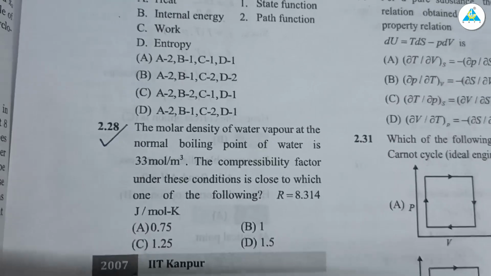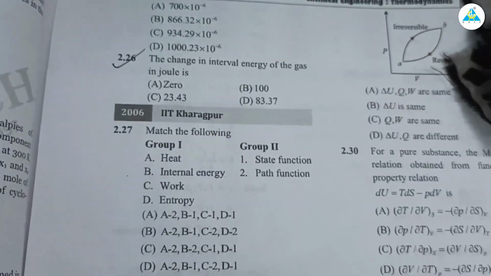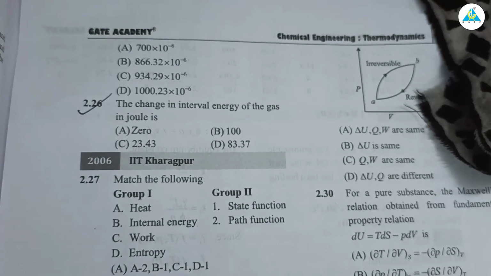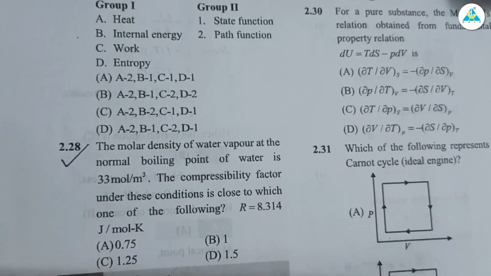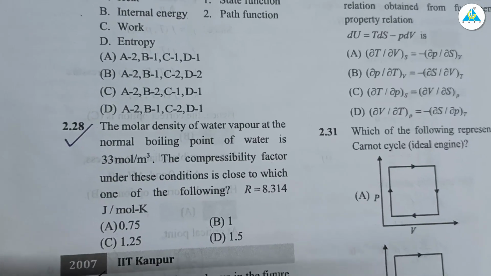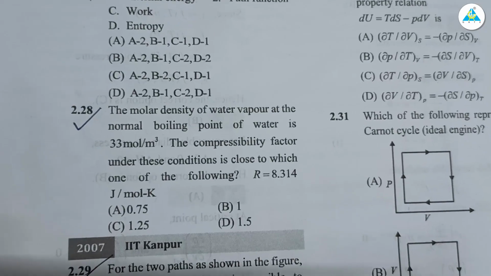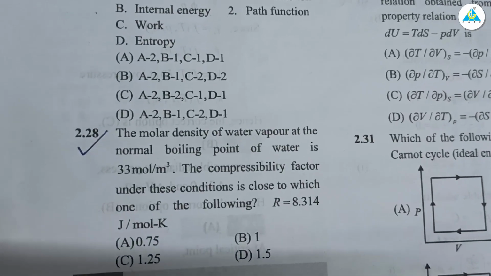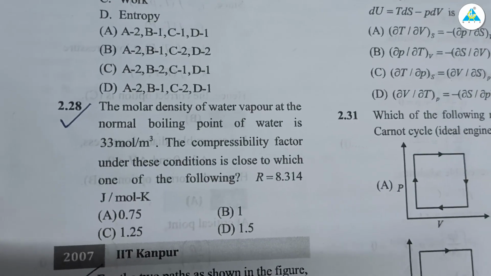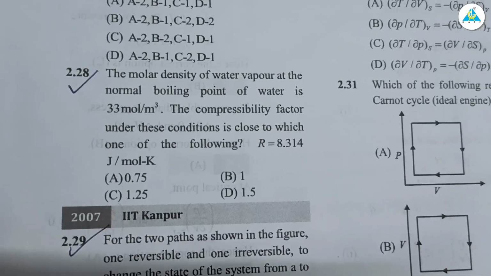Clear? So in the last class, one student asked me this question after the class. This is our 2006 question paper, it's the GATE Academy booklet, you can see. So it's 2006 IIT Kharagpur. They are asking the question: molar density of water vapor at the normal boiling point of water is 33. Compressibility factor under these conditions is close to which of the following? R is given. Okay, so calculate the value.